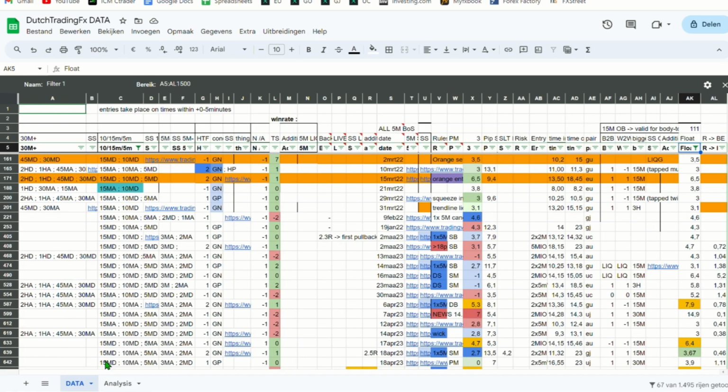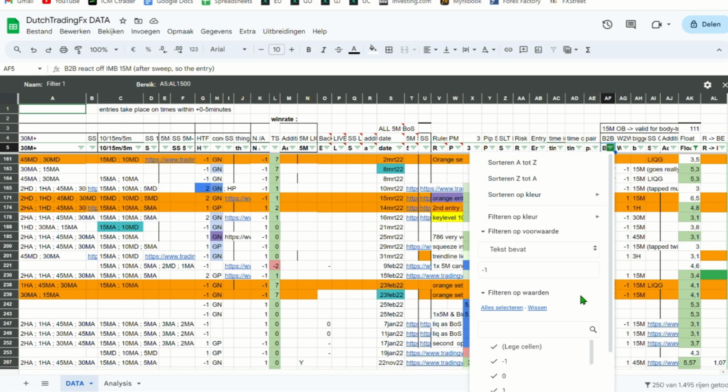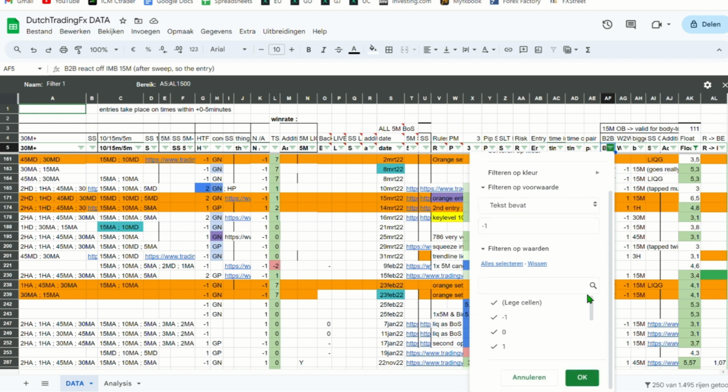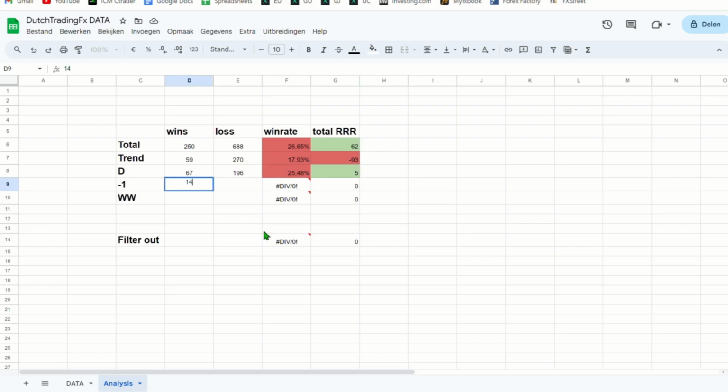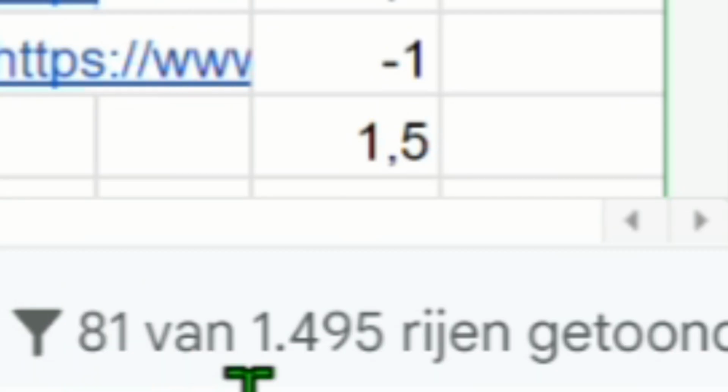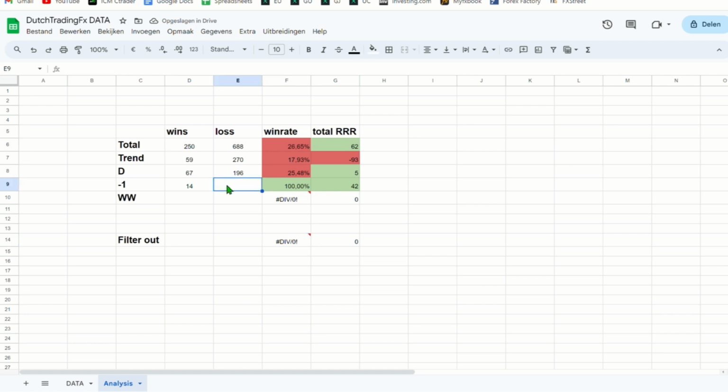If we go to my third rule, this rule means that my entry is reacting on some kind of order block. Now I've filtered on what happens if I take a trade that doesn't react on an order block. It generates 14 wins, so 14 wins, then 81 losses. A 30% win rate. So I filtered this out as well.